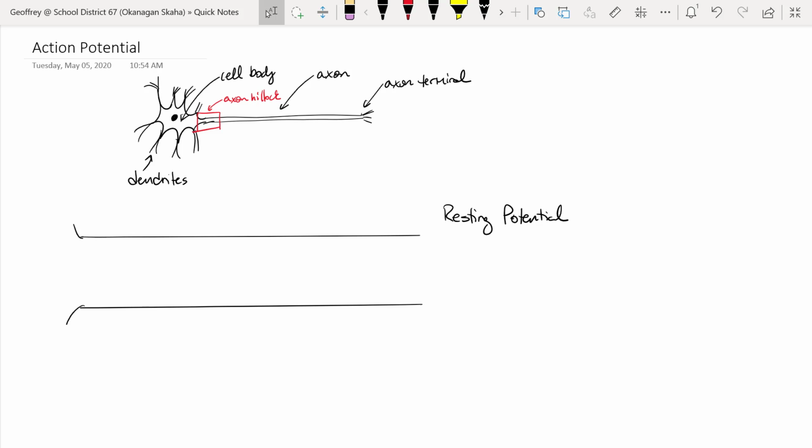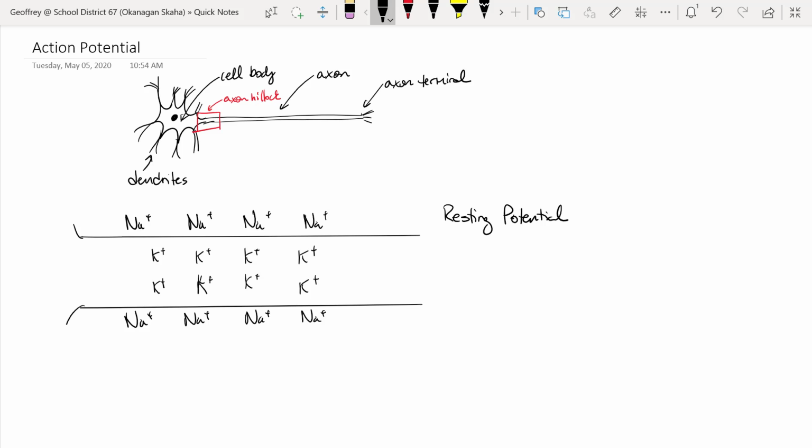All right, so this is where we find our ions. So on the outside, we've got sodium, and these are running all the way along the outside of our neuron. And on the inside, we have potassium. The outside of the cell is positive, and the inside of the cell is negative. This is the resting potential, and this is maintained by sodium-potassium pumps.